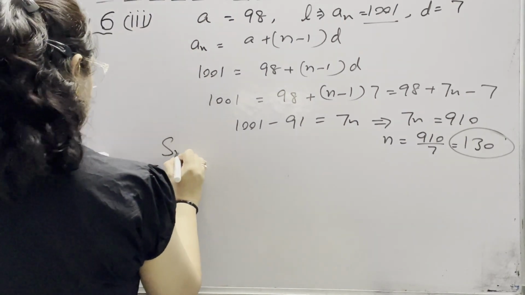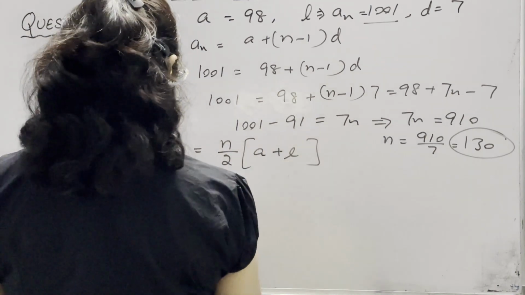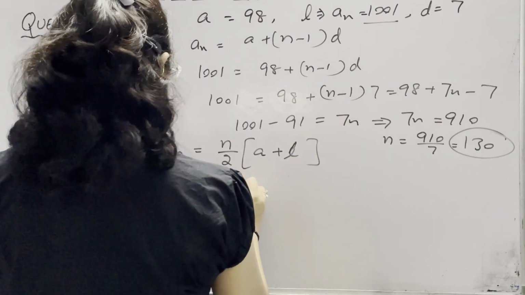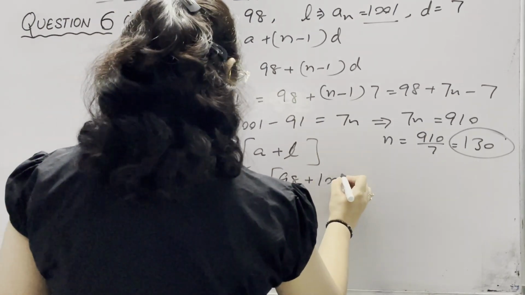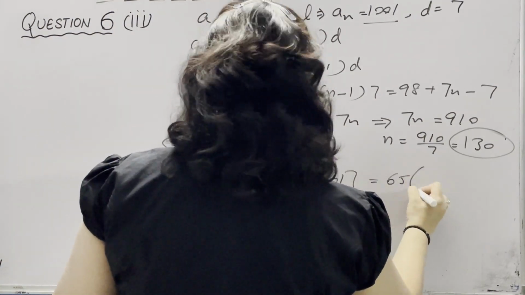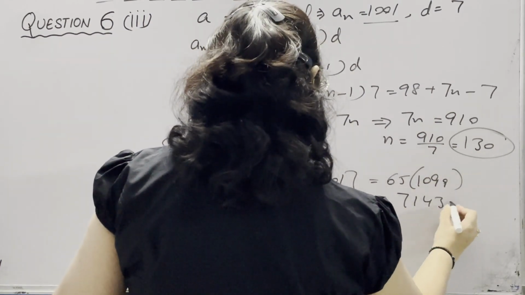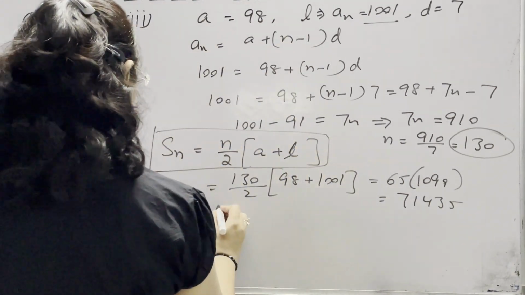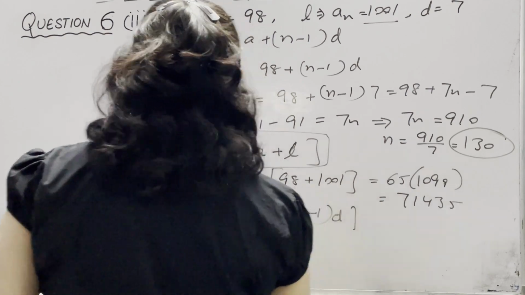Now the formula of the sum of these n terms is n by 2 times (a plus l). This is the simplest formula for when the last term is given. So n is 130 divided by 2 and then a is 98 plus the last term 1001. Its value comes out to be 65 multiplied by 1099, and the answer is 71435. If you don't want to use this formula, we can use our normal formula, S_n is equal to n by 2 times (2a plus (n minus 1)d). But this is an OR.